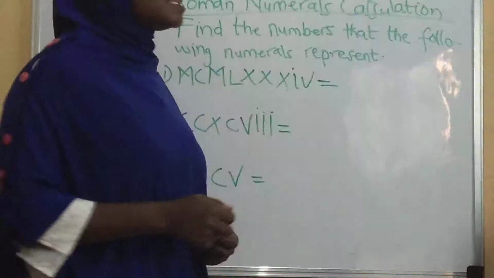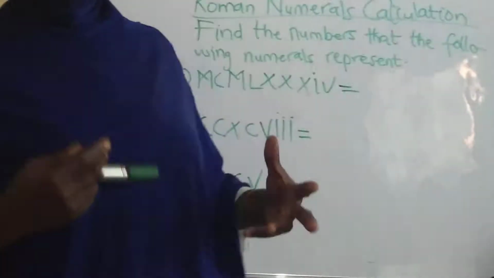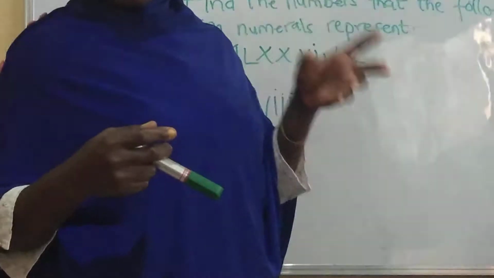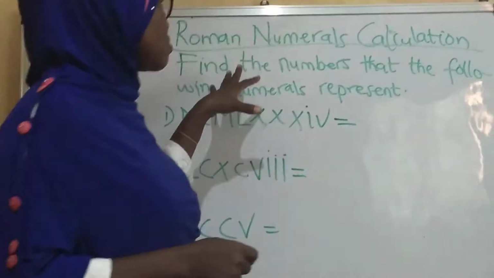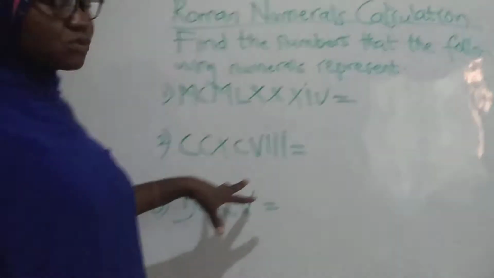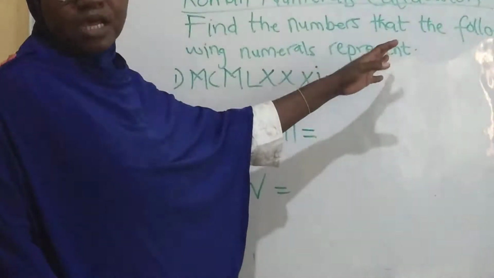Today, in the last class, we established the concept of what Roman numerals are. That is the different things we use to represent numbers, which are tally and then Roman numerals. So today we want to look at how we can calculate Roman numerals. In these examples, we have Roman numerals here. We want to see how we can calculate them so that we can get our corresponding values in ordinary numbers.